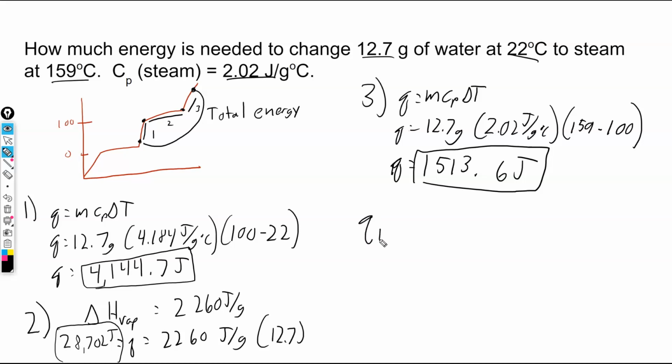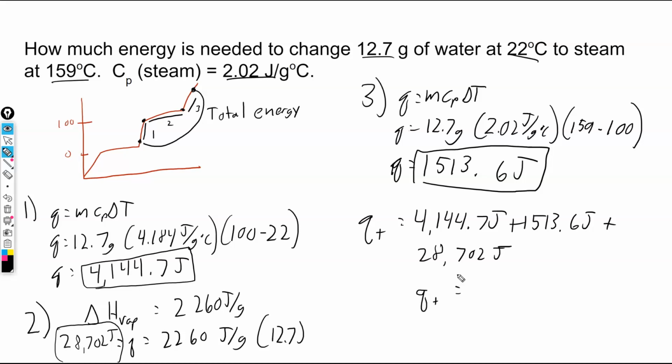energy. So to find the Q total, I'll take 4,144.7 joules plus 1,513.6 joules. Oh, sorry, that should be a plus there. Plus 28,702 joules. So my Q total is going to be a lot of energy. 34,360.3 joules. Okay. So there's a lot of multiple parts to this.